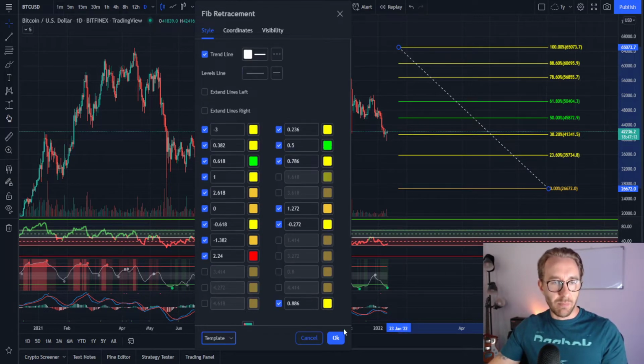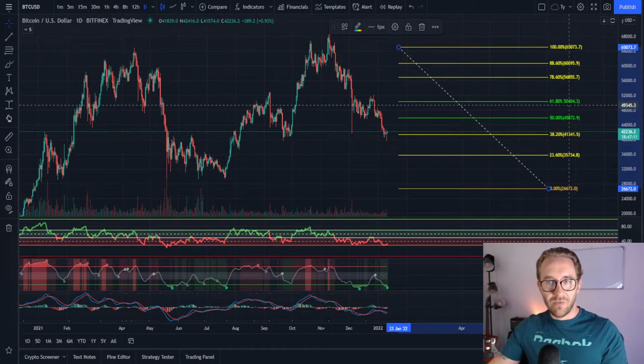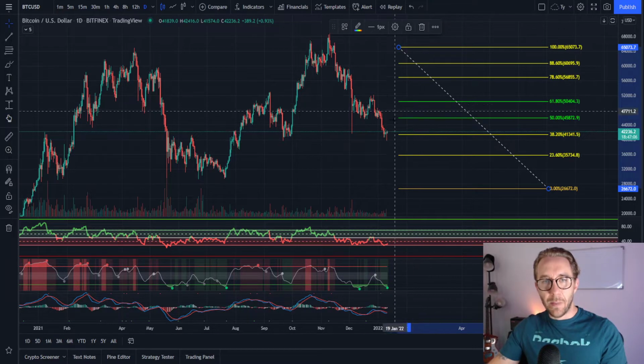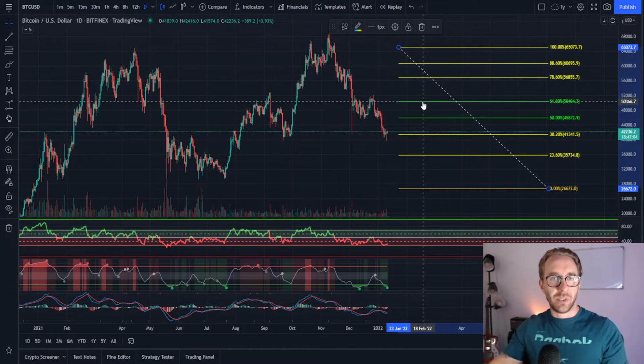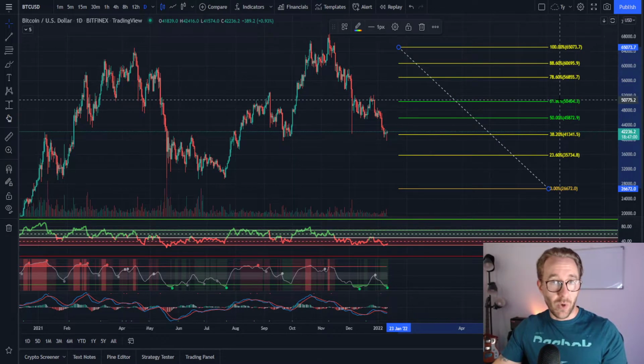So those are your settings, bookmark those. That's what we're looking for. And the reason why we've got these green ones highlighted is because these are the major, let's say, psychological levels that people are looking for on Fibonacci to confirm a trend.